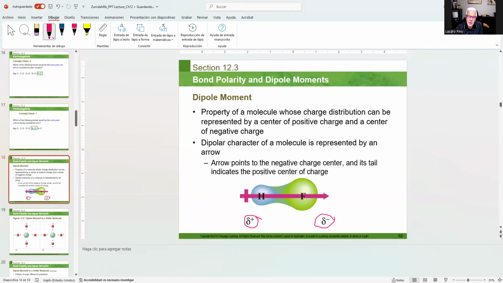What we do? Well, we make an arrow across the molecule, and the arrow will be in the direction of the most electronegative. That is what we call dipole moment. The dipole moment representation has an arrow in the direction of the most electronegative atom.